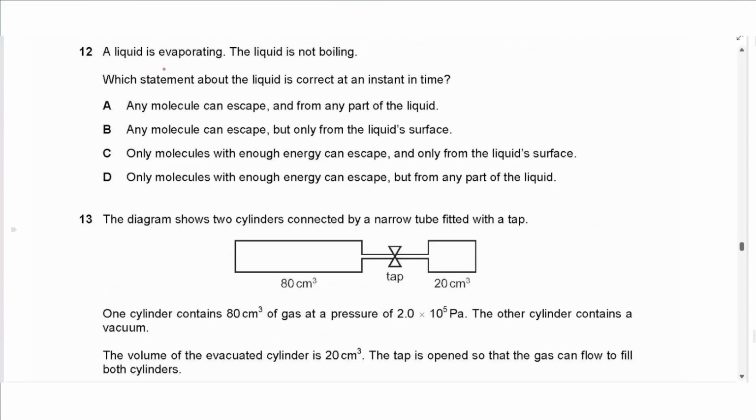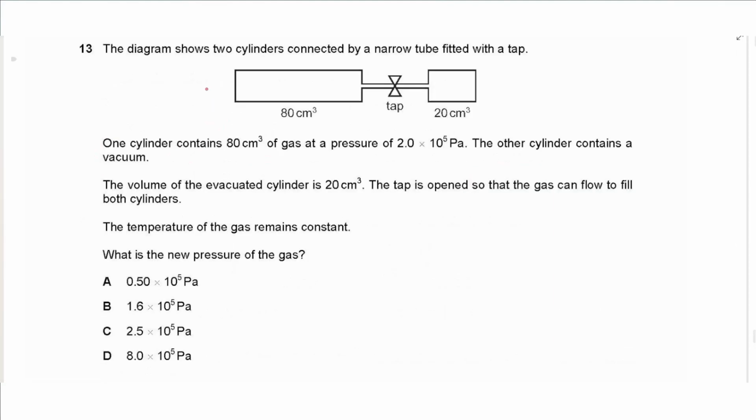Question 12 says a liquid is evaporating. The liquid is not boiling. Which statement about the liquid is correct at an instant in time? Any molecule can escape? No, not any molecule. So it's not A nor B. Only molecules with enough energy escape, yes. And only from the liquid surface or any part of the liquid? Only from the surface. So we choose C.